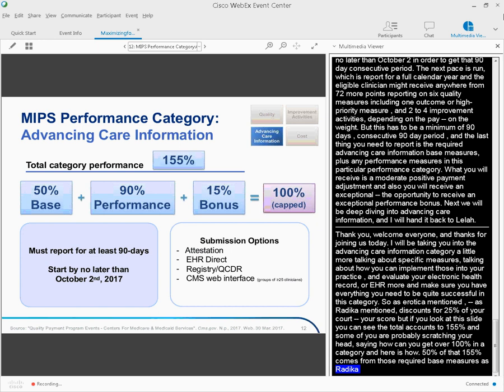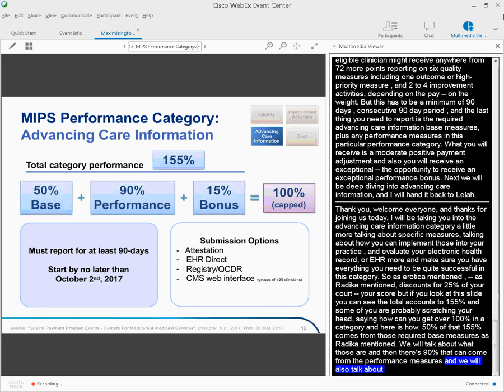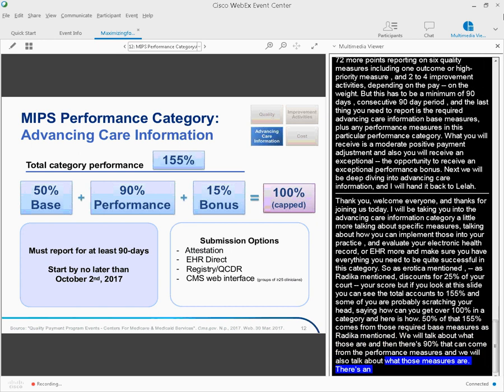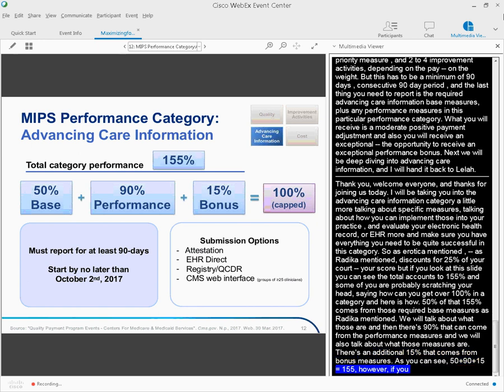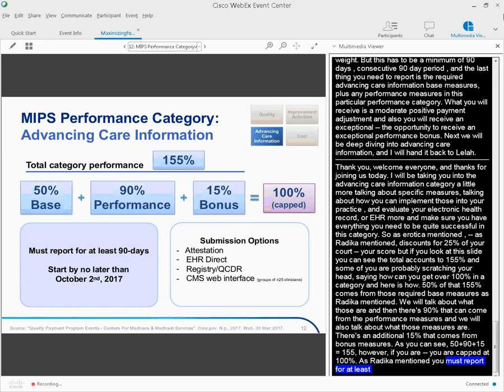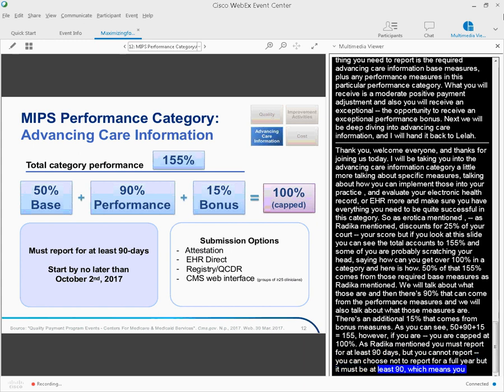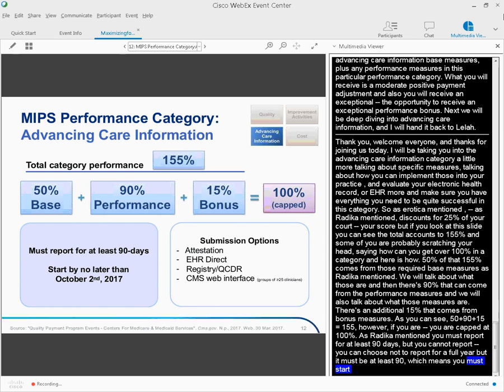As Radhika mentioned, you must report for at least 90 days. You can obviously report for a full year or any time period greater than 90 days, but it must be at least 90. That can't start any later than October 2nd. If you look at a calendar, October 2nd is the final day of the year that would equal 90 days if you went from October 2nd to December 31st of 2017.